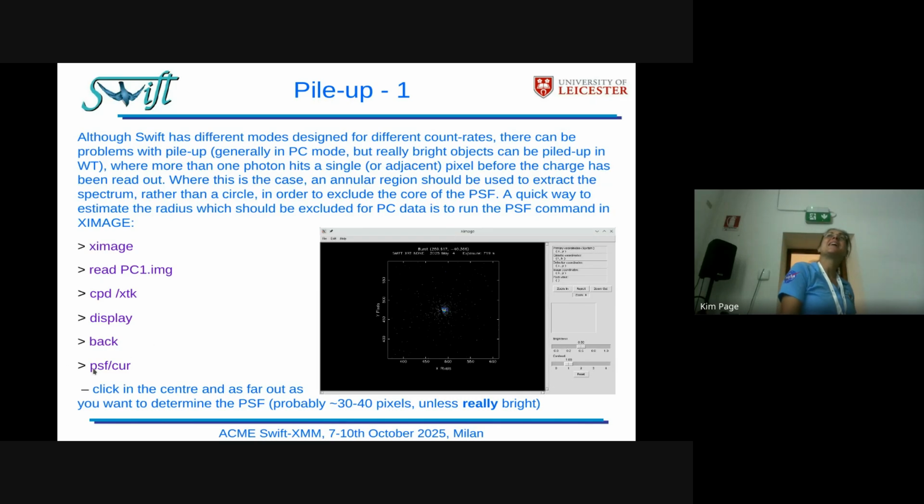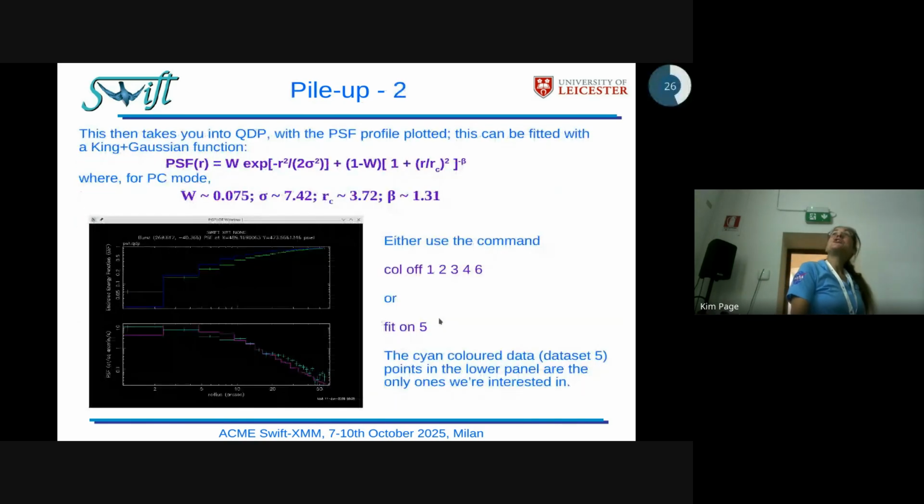And then what we say is PSF/cur. So PSF/cursor. And what you do is you click right in the center of your source, and then where it looks like the point spread function, the PSF, has faded into the background. So it's probably going to be about 30 to 40 pixels out. If it's a really bright source, you might want to go a bit further. And you get an image like this pop up.